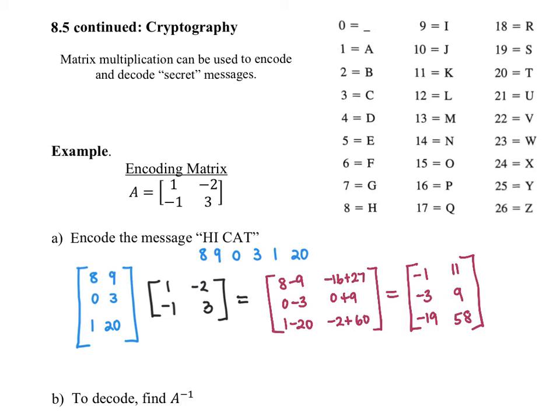Now I'm not going to send the message as a matrix because it gives a hint to how it was encoded. So I'm going to relist the numbers in a row before I send my message: -1, 11, -3, 9, -19, and 58. This is my encoded message. I'm going to send it to my friend. Apparently my friend is Cat. And then my friend is going to somehow decode it.